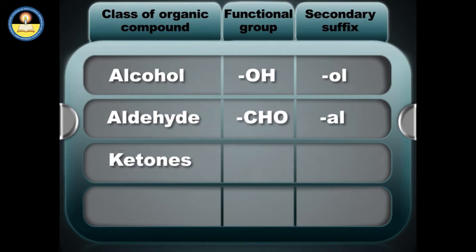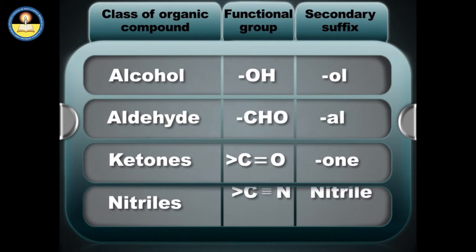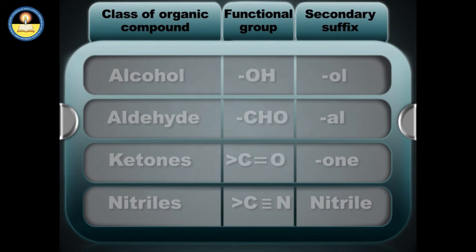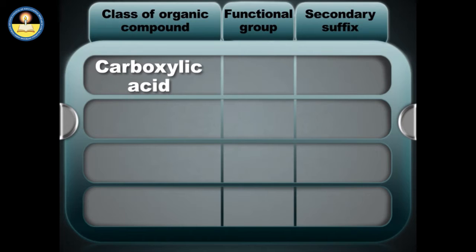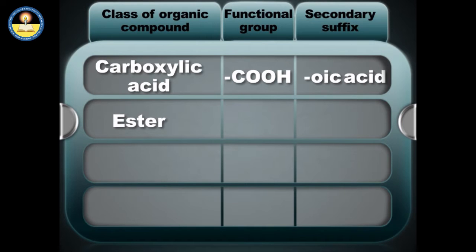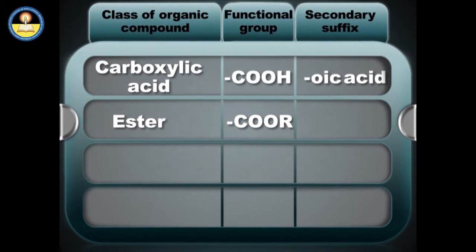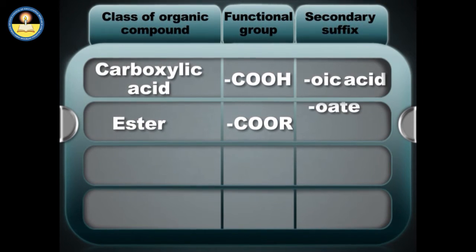For ketones, its functional group is C double bond O. Its secondary suffix is -one. For nitriles, its functional group is C triple bond N. Its secondary suffix is nitrile. For carboxylic acid, its functional group is COOH. Its secondary suffix is oic acid. For ester, functional group is COOR. Its secondary suffix is OH.